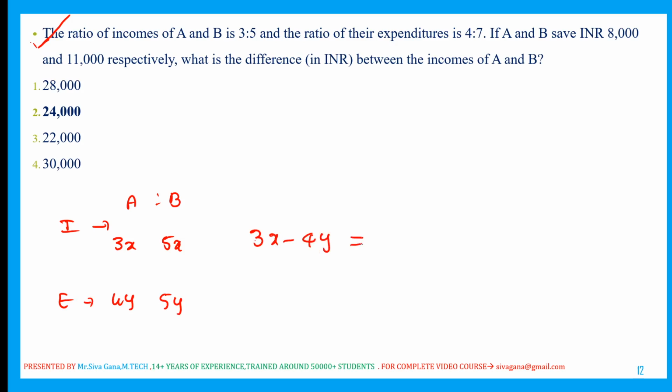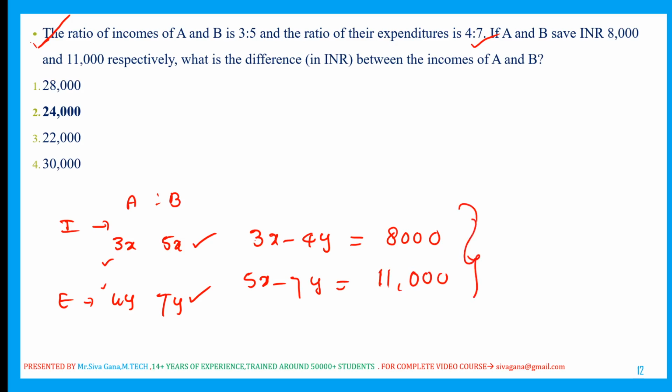So saving of A is 3x minus 4y, which was given as 8,000. The saving of B is 5x minus 7y. This was given as 11,000. If I solve these two, I will get the values of x and y. I got the value of x as 12,000.